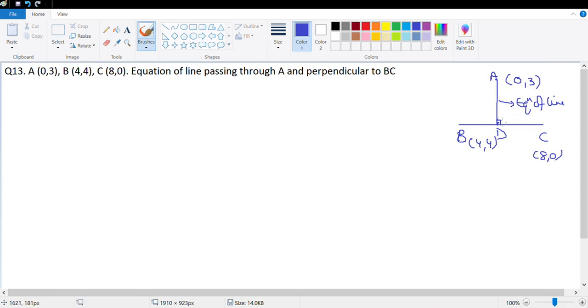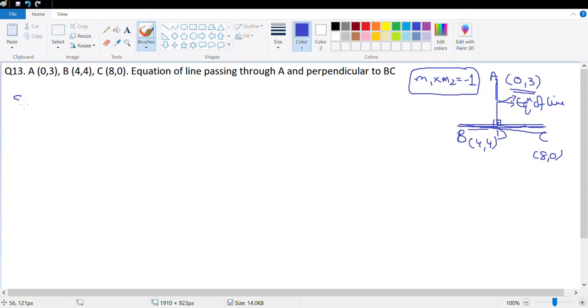So first, let's find the equation of BC. Not equation, first find the slope of BC. If I know the slope of BC, I know the slope of AD will be, if I multiply these two slopes, it will give me -1. I remember m1 into m2 is equal to -1 if two lines are perpendicular. So let me find slope of BC, which will help me find slope of AD, and AD passes through (x1, y1) here. So that's how I'll try and solve the question.